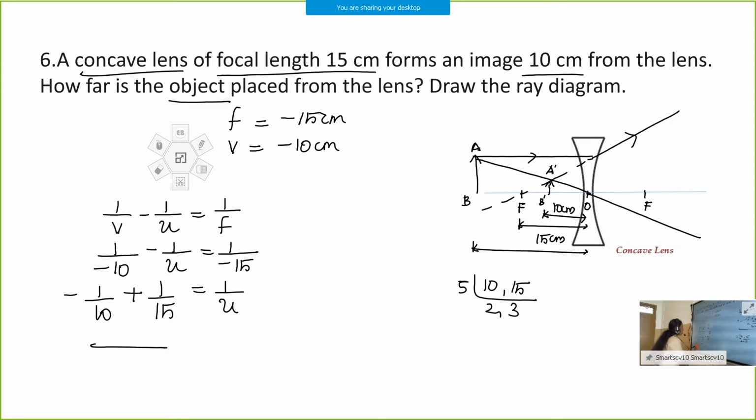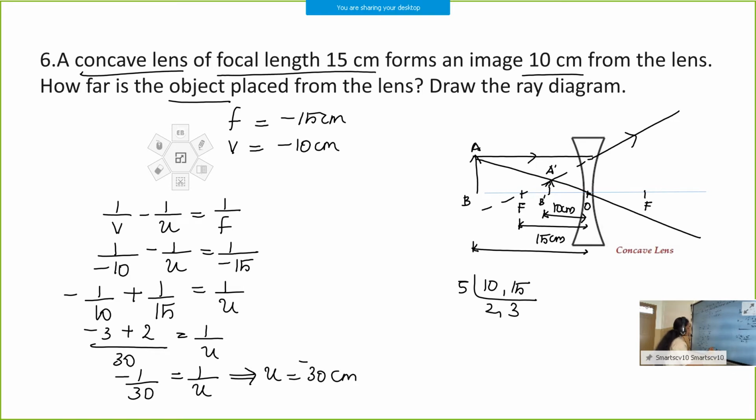It is 30. So denominator 30, numerator what you will get? Minus 3 plus 2 is equal to 1 by U. So minus 3 plus 2 is minus 1 by 30 is equal to 1 by U. That means U is equal to minus 30 centimeter. So the object distance you are getting is 30 centimeter on the left hand side. So in order to obtain an image at a distance of 10 centimeter from a concave lens of focal length 15 centimeter, the object should be kept at a distance of 30 centimeter on the left hand side.